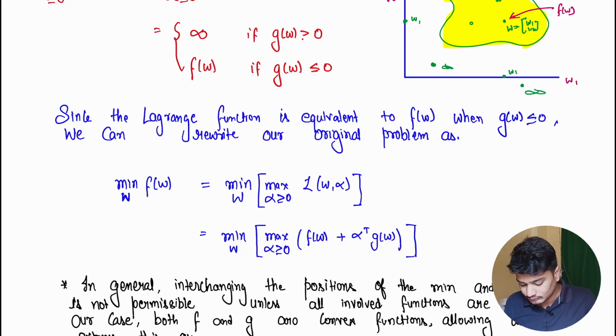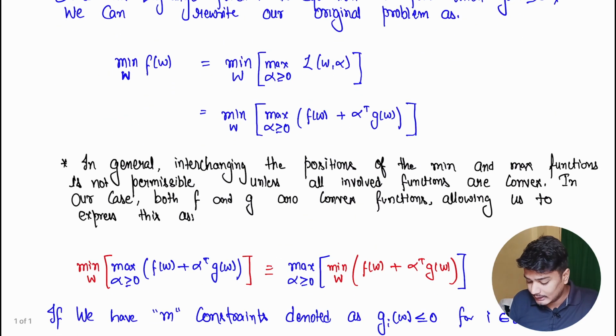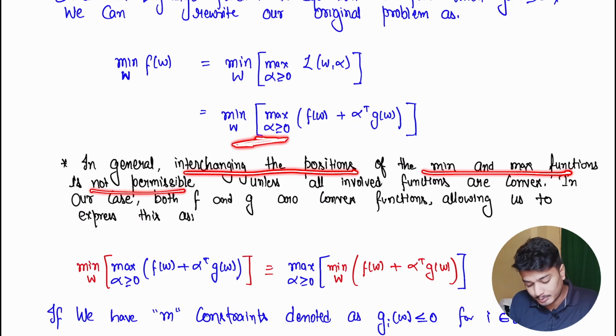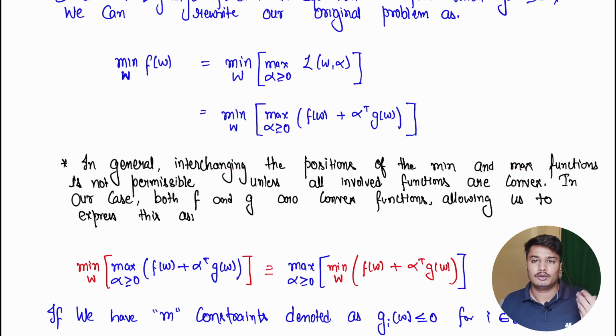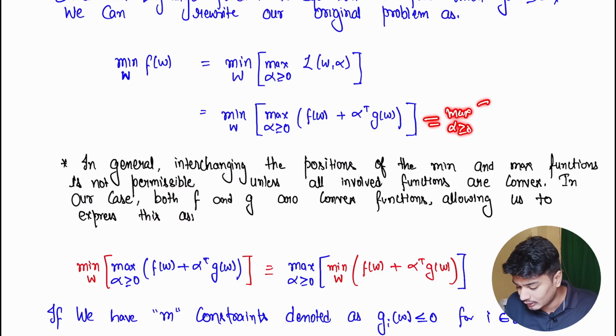In general, interchanging the position of the min and max is not permissible. So in general we can't say that minimizing over w of maximizing over alpha greater than or equal to 0 of this function is equivalent to maximizing over alpha greater than or equal to 0 of minimizing over w of this function.